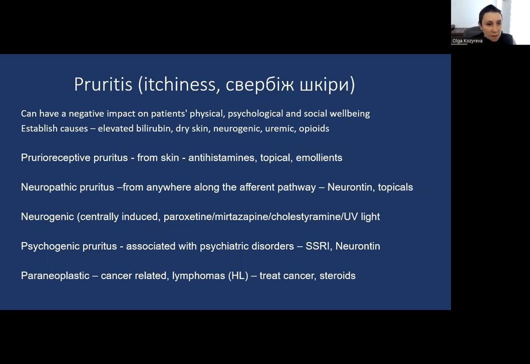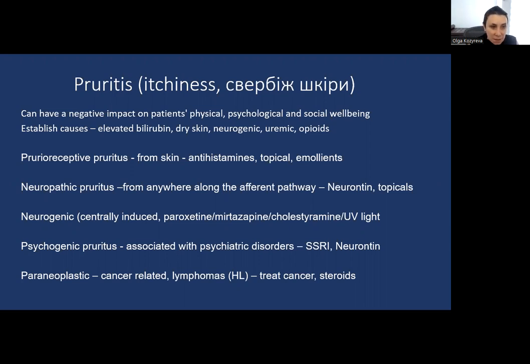It can be elevated bilirubin. This is straightforward: they are itchy and they are yellow. It can be dry skin for many reasons, and it can be neurogenic or uremic. It can be related to medication. Interestingly, with pruritus or itchiness, there are 5 different types.